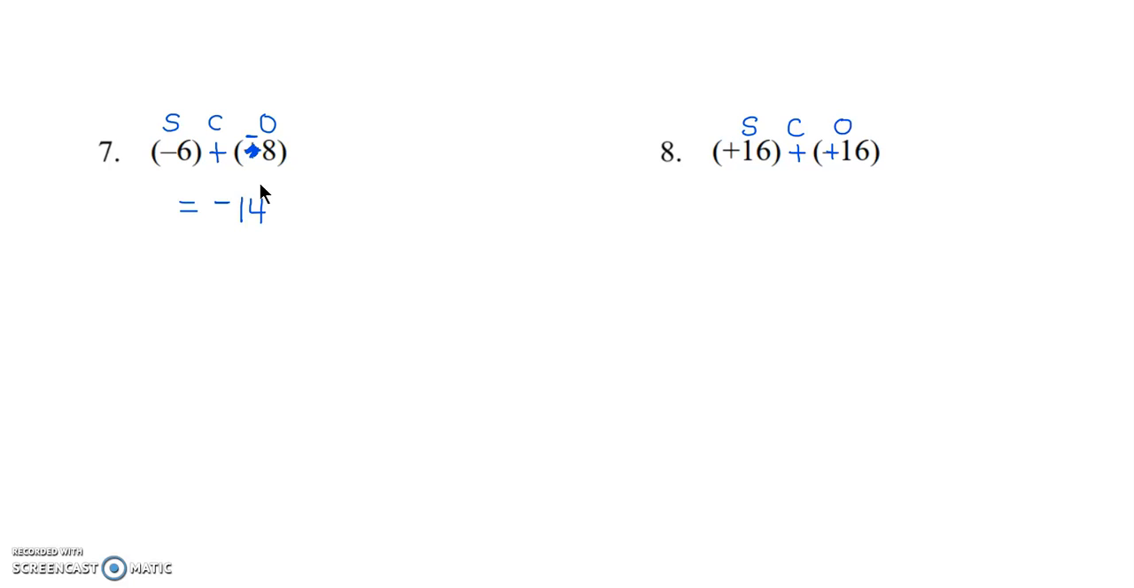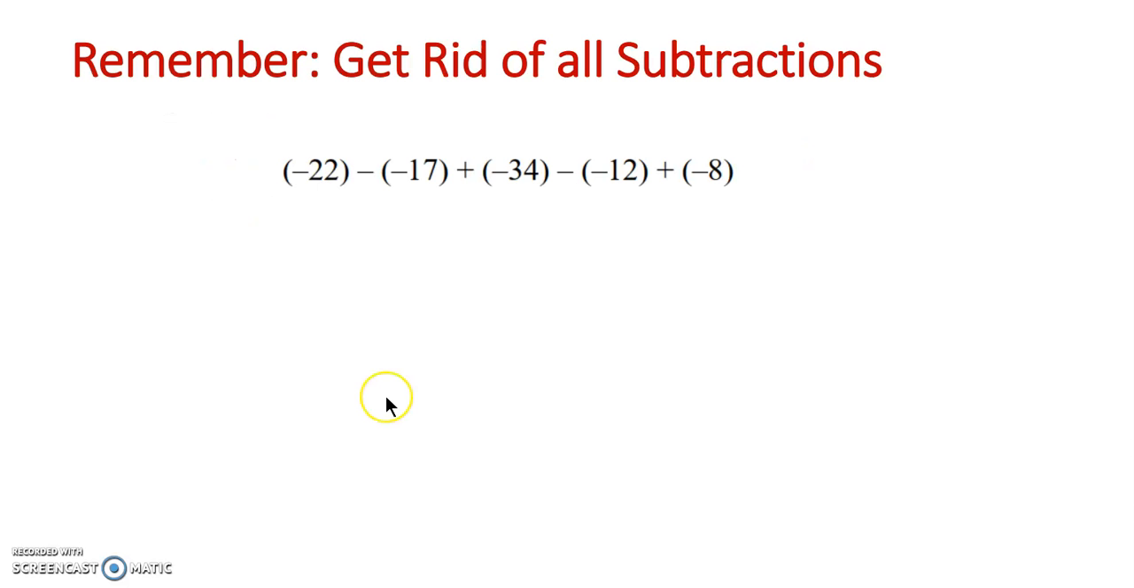So now we have 16 plus 16. Both are positive, so our answer is also going to be positive. It's going to be a +32. Remember, to make the numbers easier to deal with, you're going to get rid of all the subtractions first.